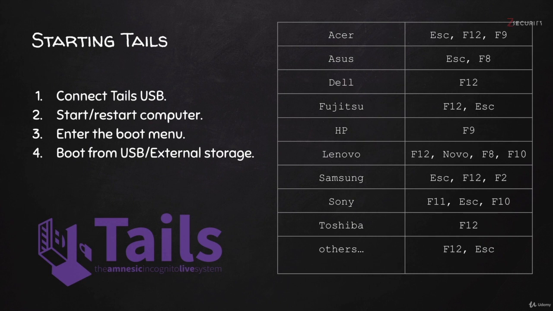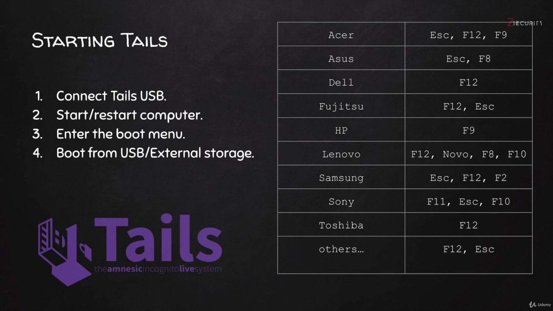So now that we have Tails installed on a USB stick, we can use this USB stick to boot into Tails from any computer, regardless of what operating system that computer runs. Whether it runs Windows, Linux, or OS X, it doesn't really matter. All we'll have to do is connect the USB device that we installed Tails to the computer that we want to run Tails on, start the computer or restart it if it's already running.